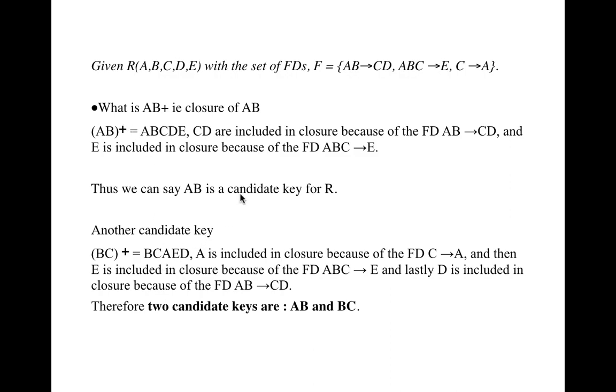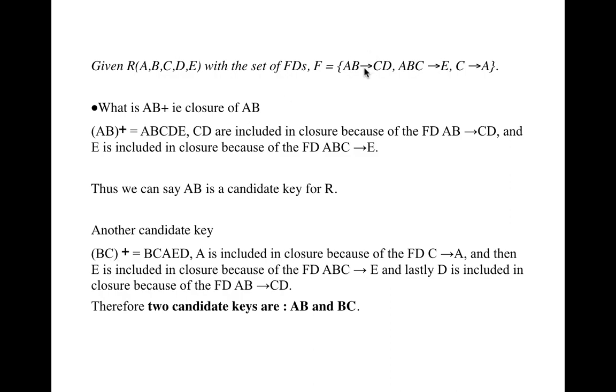Let's see another candidate key for this relation. Let's try to find BC closure. Try to find it out on your own before you look at the answer. So BC closure would anyhow contain B and C.